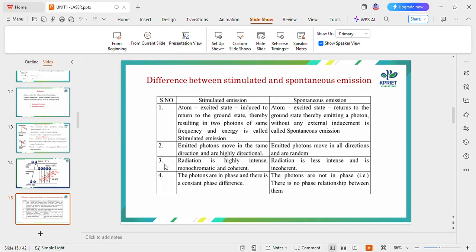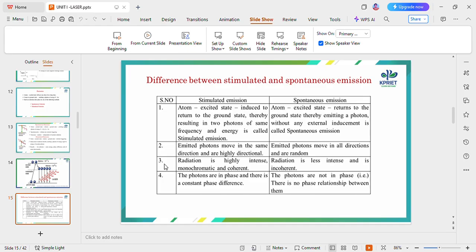Now we will see the difference between stimulated and spontaneous emission. We know what stimulated emission is. The atom in the excited state is induced to return to the ground state, thereby resulting in two photons of the same frequency and energy. This is called stimulated emission. In the spontaneous emission process, the atom in the excited state returns to the ground state, thereby emitting a photon without any external inducement. This is called spontaneous emission.